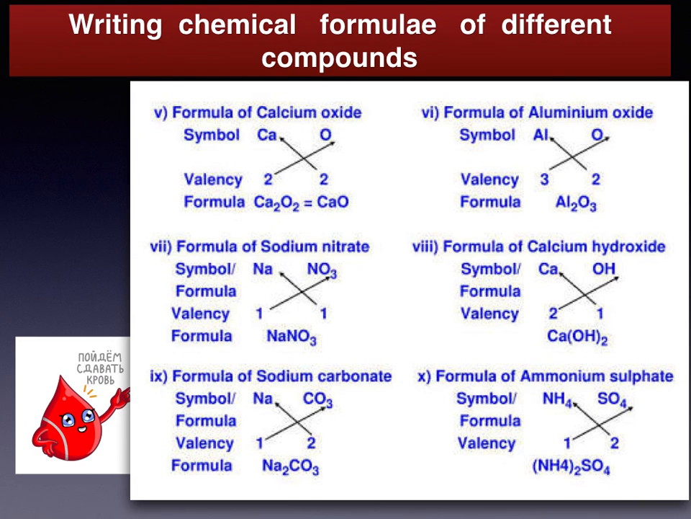Now in this slide, you can see how to write chemical formulae of different compounds. For example, calcium oxide, sodium nitrate, sodium carbonate, aluminum oxide, calcium hydroxide, ammonium sulfate, etc. So in this manner, you can write chemical formulae of different compounds.